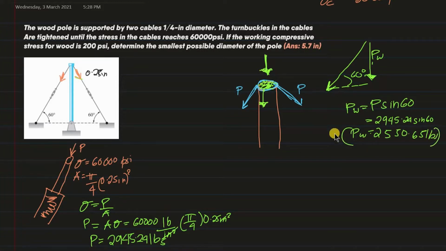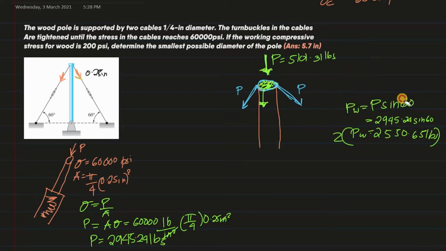Dapat i-times 2 pa natin to, kasi ito lang is yung sa isang side. Paano naman yung effect ng isang side? Diba dalawa sila? So, times 2. So, bale, ang final natin dito is equal yan sa times 2 natin. We will have 5,101.31 pounds. So, ito mga bis, ito yung nag-act perpendicular dito.